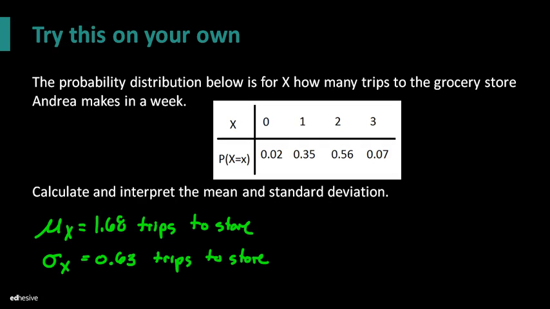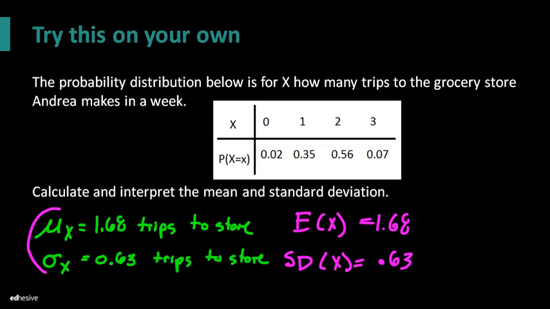So hopefully you understand how I found those values and where I got them from. Now, just so you're aware, the two other notations you could use are the expected value for x, which would again be 1.68, or you could also use the standard deviation for x, which would be 0.63. However, I do prefer to use these values right here because those are what we're going to see most often in the future, mu and sigma, the mean and standard deviation in the long run, not for a sample.